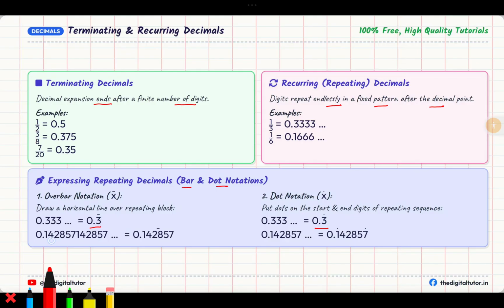Now suppose a series of numbers are repeating. So this is 1 by 7. 1 by 7 is 0.142857142857. So we can see that 142857 is repeating. So what we do is we put a bar over these numbers 142857, or we can put a dot over the first number 1 and the last number 7. Both are correct methods of denoting repeating or recurring decimals.